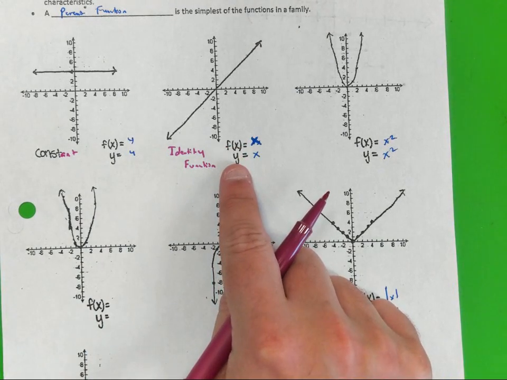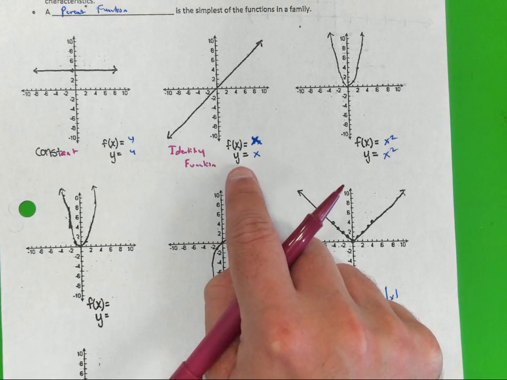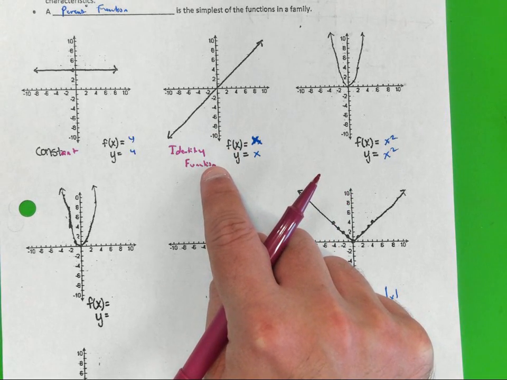Why did I put f of x and y? That means the what? I just want you to know, either way, I could have an f of x or I could have a y. But that is the formula for the identity function.